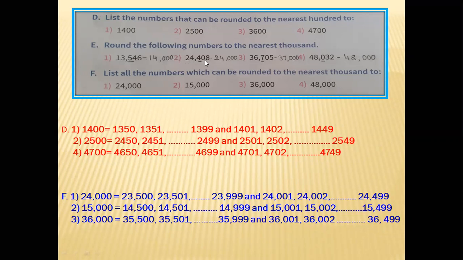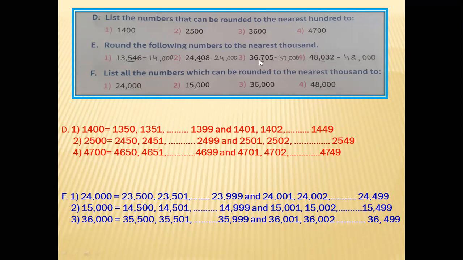24,408. See here, in the 100s place 4 is there. So the answer is 24,000 only. 4 doesn't change. Okay, 4 remains the same only because 4 is less than 5. Next, see, third one.